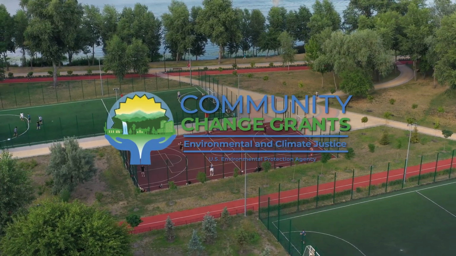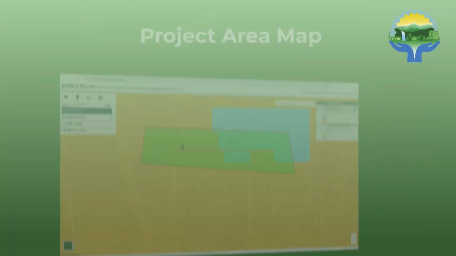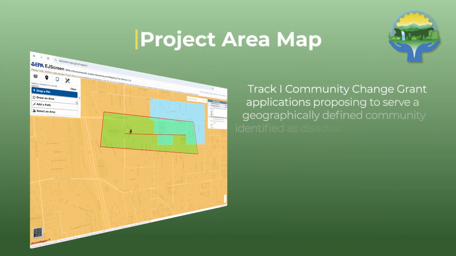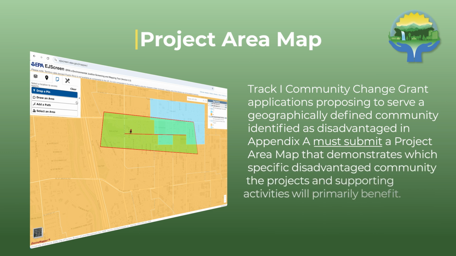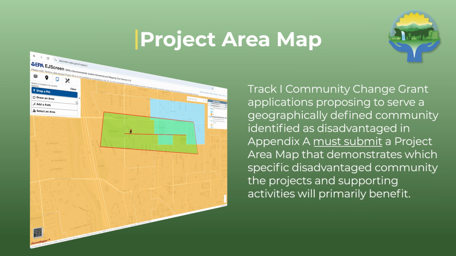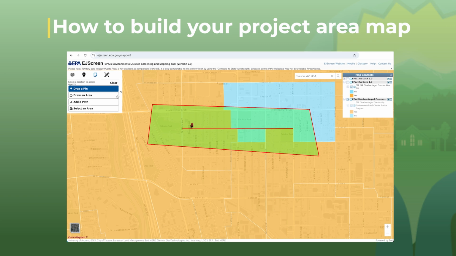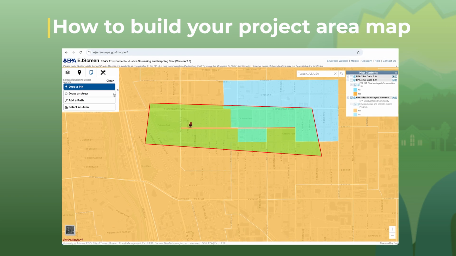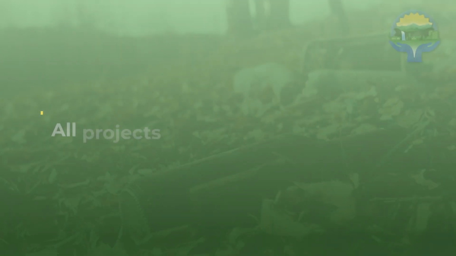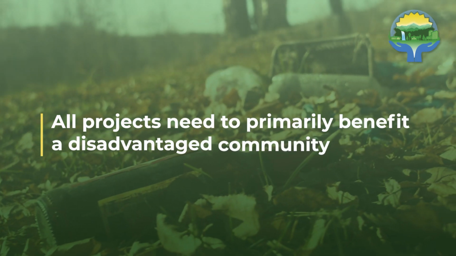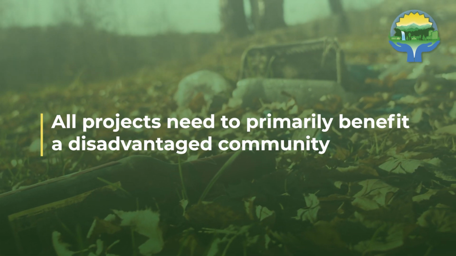Track 1 Community Change Grant Applications, proposing to serve a geographically defined community identified as disadvantaged in Appendix A, must submit a project area map that demonstrates which specific disadvantaged community the projects and supporting activities will primarily benefit. So, let's quickly walk through one of the key aspects of the CCG grants, how to build your project area map. It is important to remember that all projects need to primarily benefit a disadvantaged community.